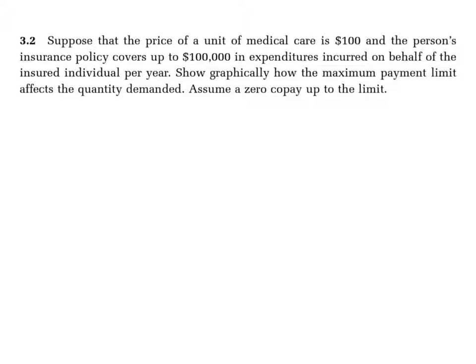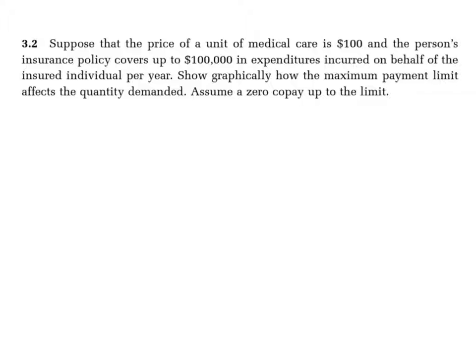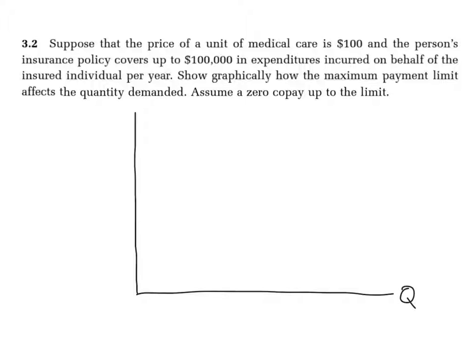Assume a zero copay up to the limit. So we have here our usual supply and demand framework. Quantity is just units, whether they're physician's office visits or something else. We haven't really specified. Of course, in the real world, the units might be lab tests, office visits, you name it. But we're just assuming homogeneity to get the basic idea across. Price in dollars per unit.